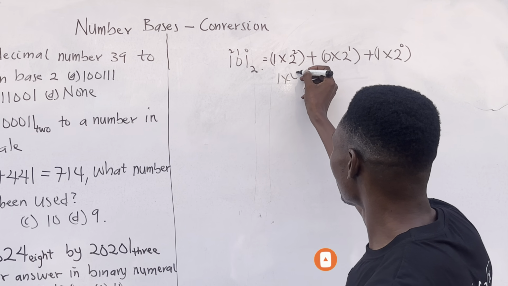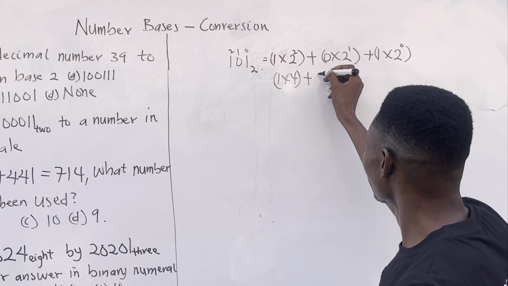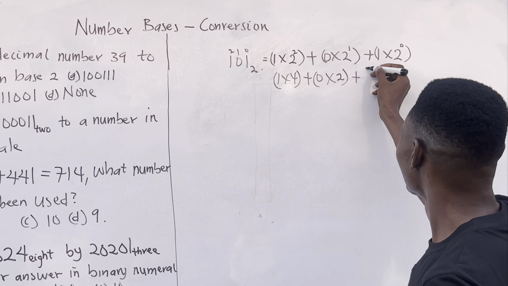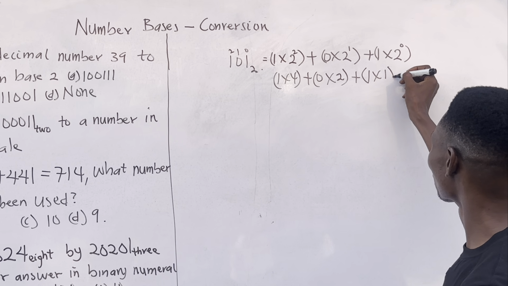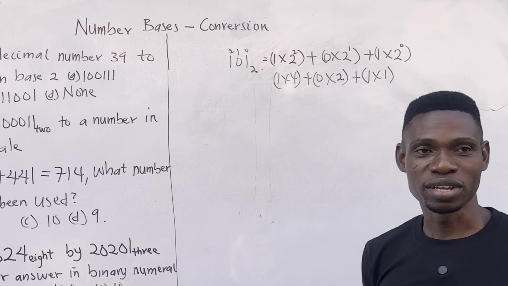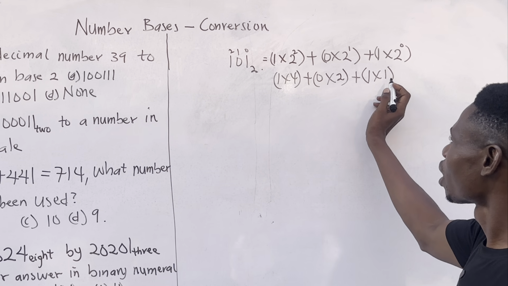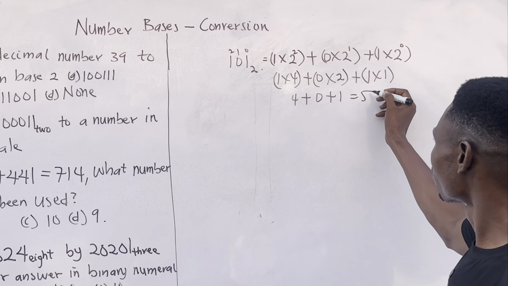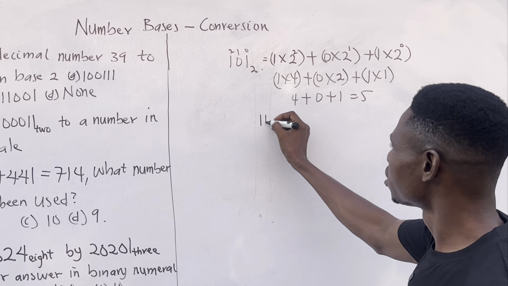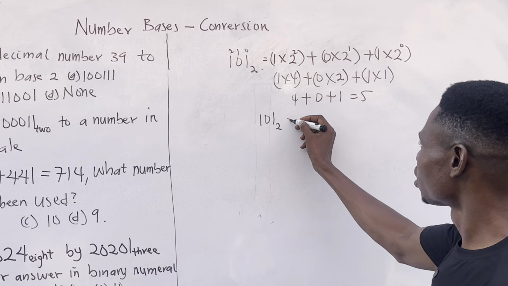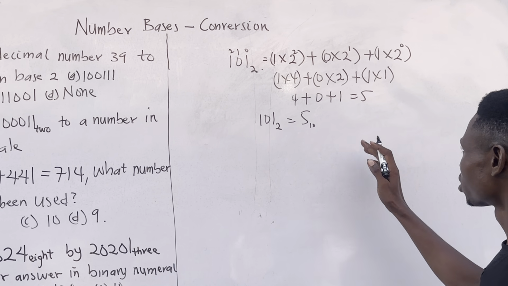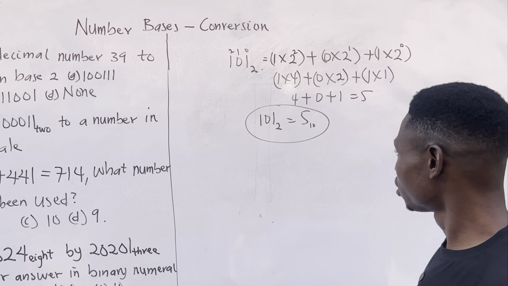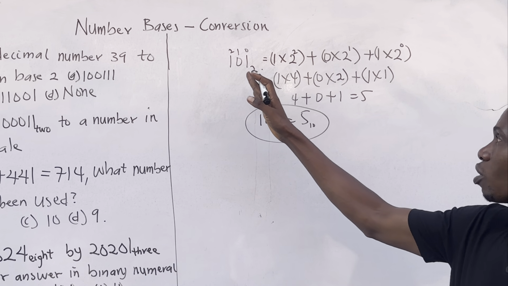So we'll have 1 multiplied by 4, that's 2 squared is 4, plus 0 multiplied by 2, 2 raised to power 1 is 2, plus 1 multiplied by 2 raised to power 0 is 1. Remember, any number raised to power 0, the value is 1. So that's how we do it. And then we'll have 4 plus 0 plus 1, and we have 5. So the implication is that 101 base 2 is equal to 5 in base 10. Now, in most times, the 10 will not be written because that's the standard number system. So this is how to convert from other bases to base 10.